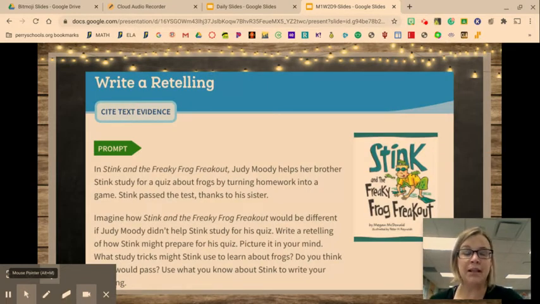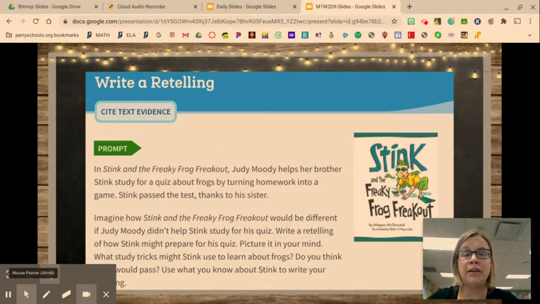Your job is going to be to think about how the setting and the characters have changed the story, and you're actually going to rewrite the ending of this story. So we know that Judy helps her brother study for the quiz, and because of that, he passes his test, and it's all because of Judy. But I want you guys to write an ending of the story where Judy doesn't help Stink, and you're going to write an ending where Stink has to prepare for the test in some other way. Whatever way you want to pick, this is you.